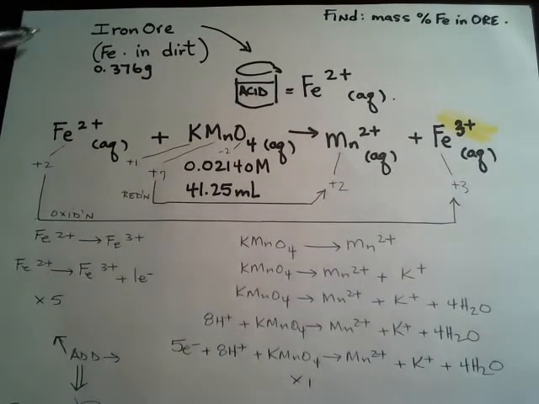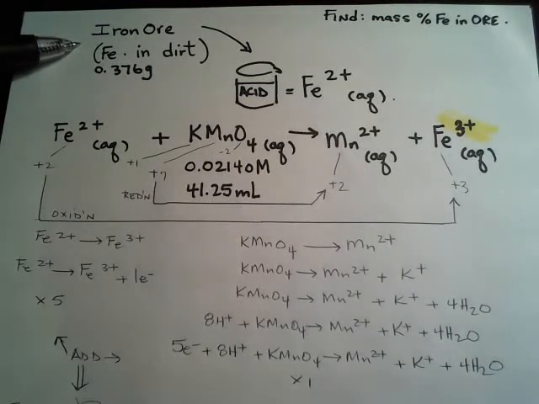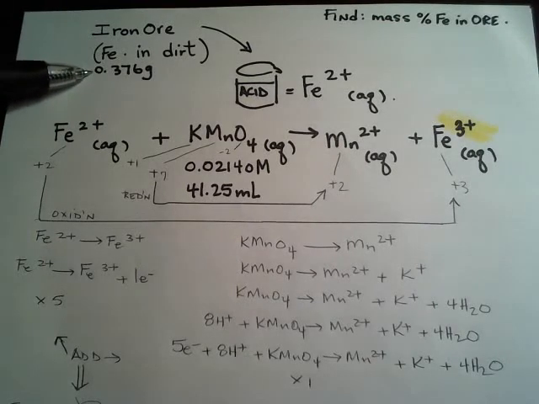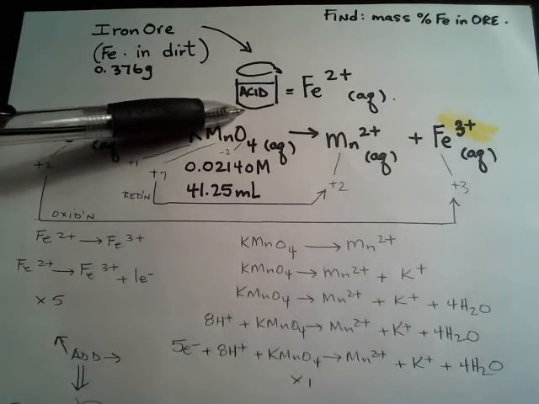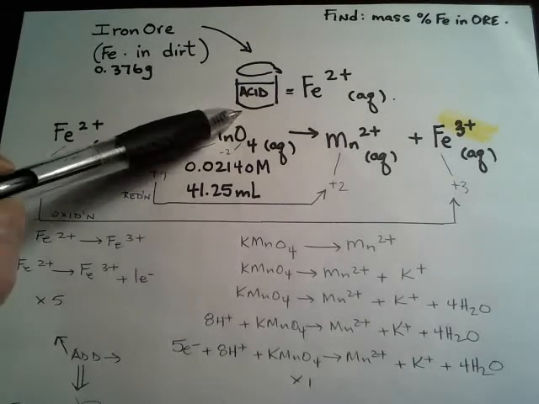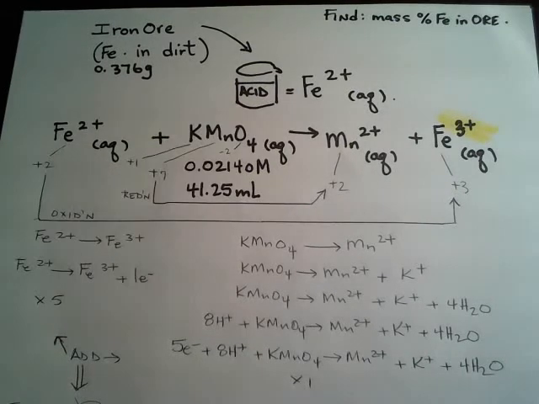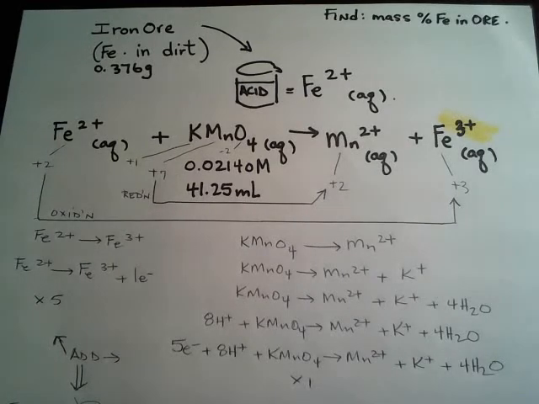And just to recap, we have some dirt, some iron ore, specifically 0.376 grams of iron ore. It's dumped into some acid, which allows all of the iron to dissolve as its 2+ ion. So that's aqueous. And then what happens is this aqueous solution of iron 2+ is titrated, or added very carefully, to the potassium permanganate solution.